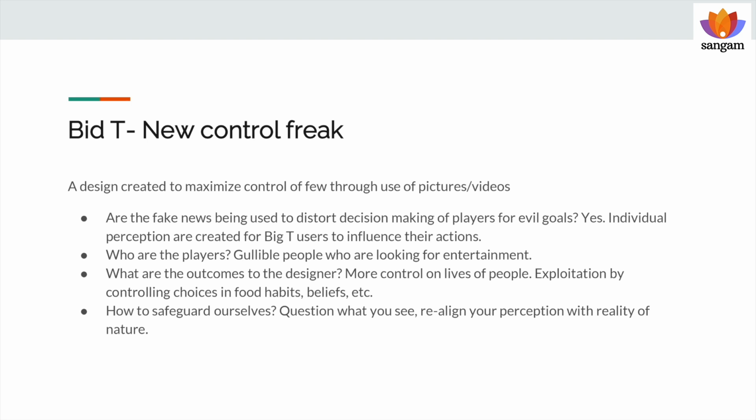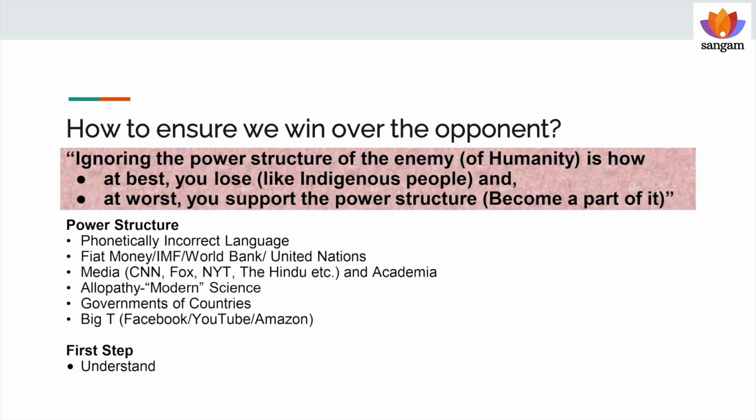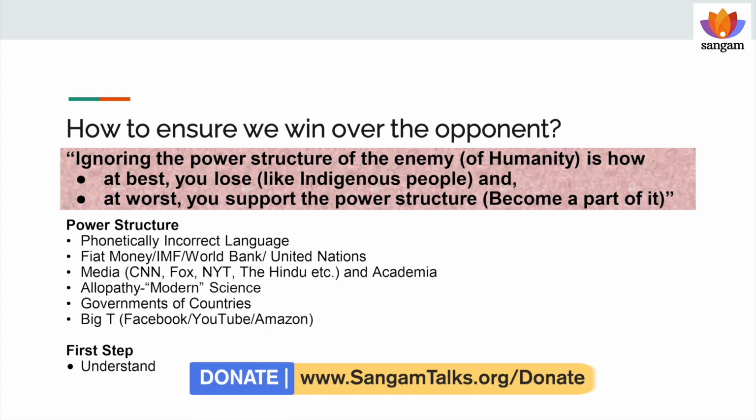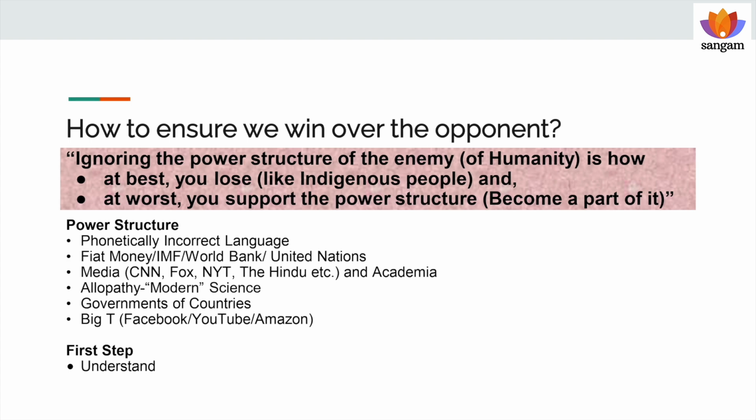Now, if we know there is a designer, if we know there is an enemy of humanity who wants to win and control everything, how do we ensure that we win over the opponent? We need to understand their power structure. Their power structure is phonetically incorrect languages, fiat money, IMF, World Bank, United Nations, any institution that recognizes the enemy, or the organization working against humans, as legitimate or godly or a religion. They are part of the power structure. They need to be corrected or identified, or made sure they don't do that.